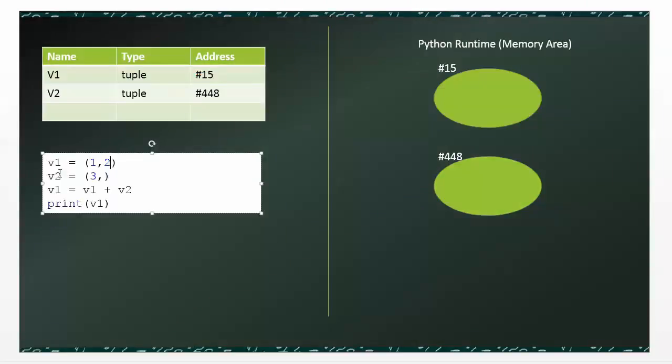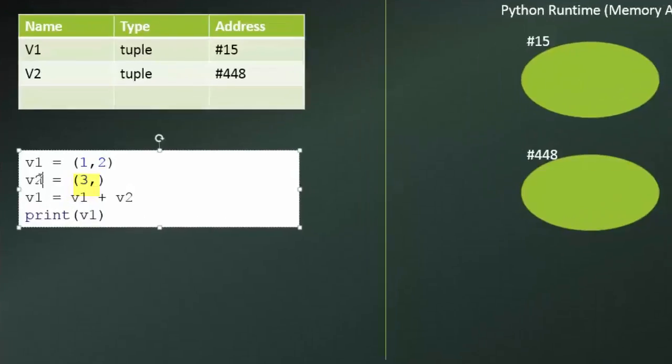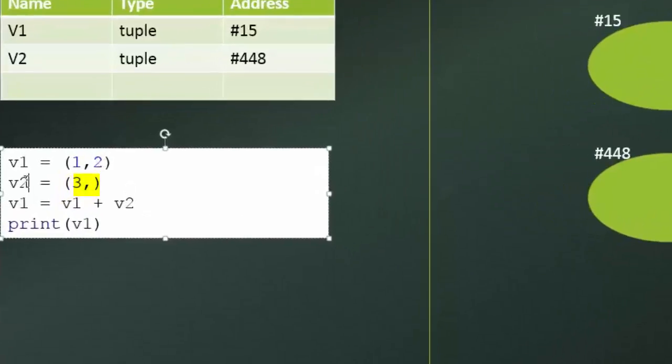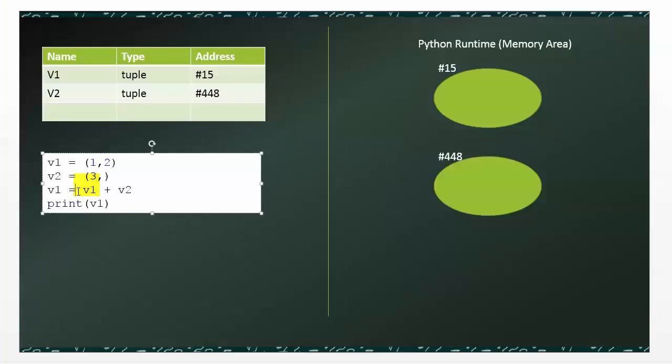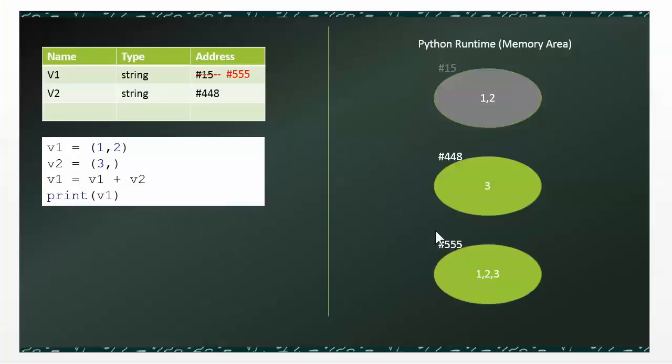Let's take another example, but this time with a tuple. So I start off with variable 1, and it has a tuple with values 1 and 2. Then I take variable 2 and I make a new tuple. Notice the comma after the 3 to make sure that it knows it's going to be a tuple. Without that comma, it won't work. Then I go ahead and add the tuples together.